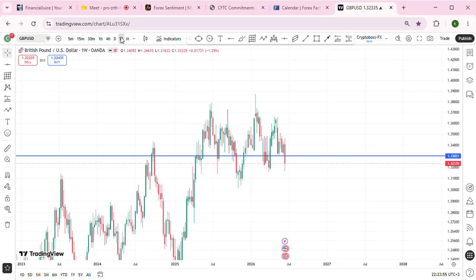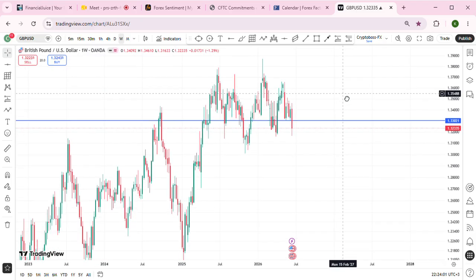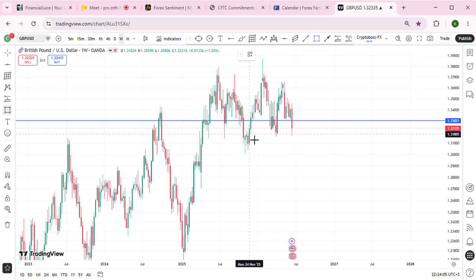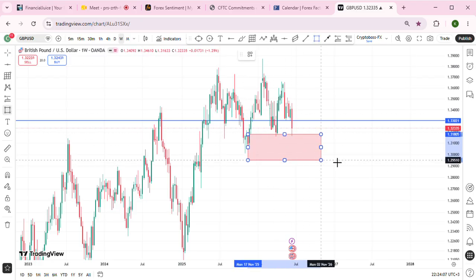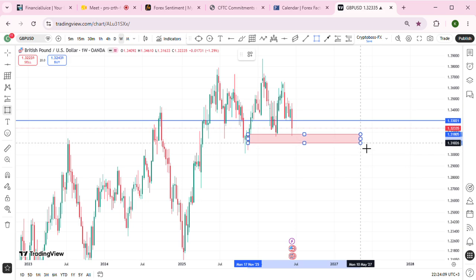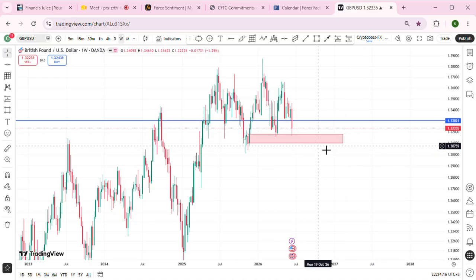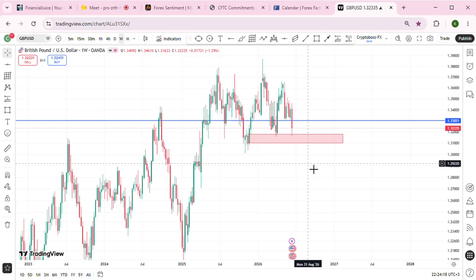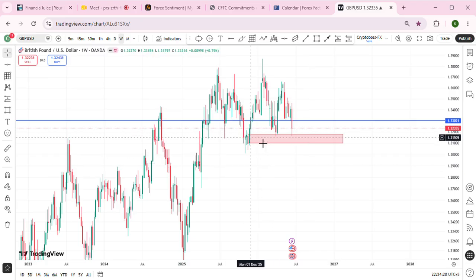So from the monthly time frame, number one, it shows you that the market is bearish. Number two, you can see that it broke out the low of last month. And now when you come to weekly time frame, you can see where the market is currently at. It is at a very, very strong demand zone.